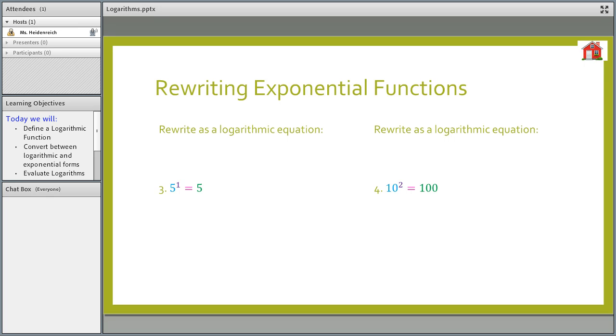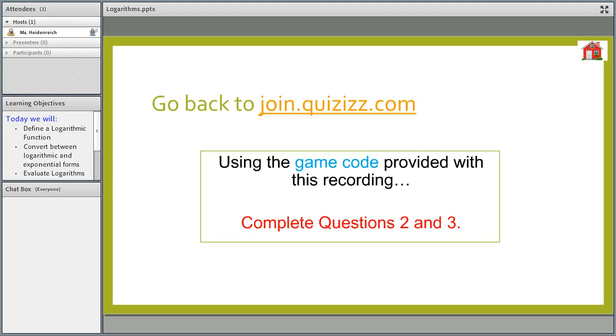Okay, I'm going to go ahead and put these up here, hoping that you have finished and are ready to go. Log base 5 of 5 equals 1, because 5 to the 1 equals 5. And then on our second one, number 4, we've got a common log. So log of 100 equals 2. That exponent goes over on the right side. You don't have to write the 10. If you wrote the 10, it's not wrong, but you don't have to write it. It's extra.